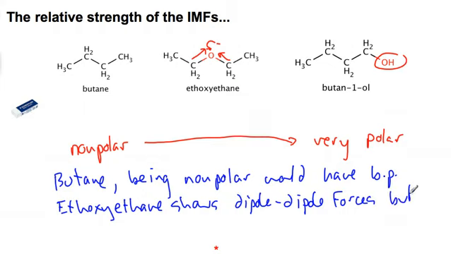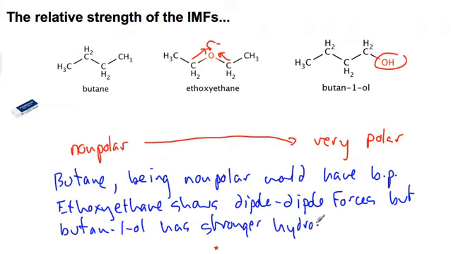But butane-1-ol has stronger hydrogen bonds, hydrogen bonding. And so it will have the highest boiling point. And so if we look at the boiling point, that's confirmed.